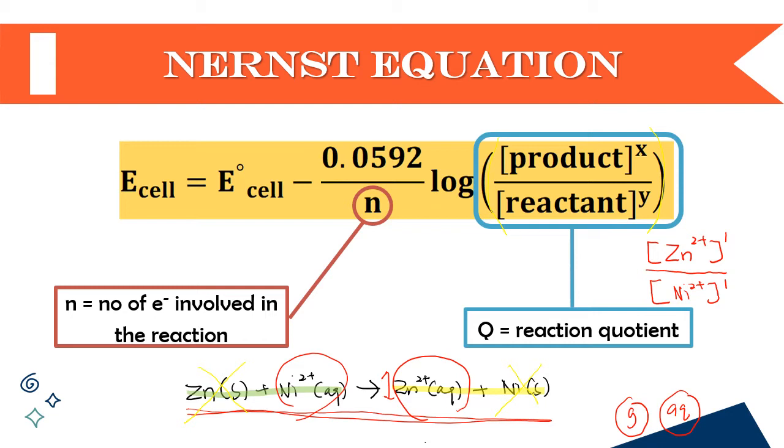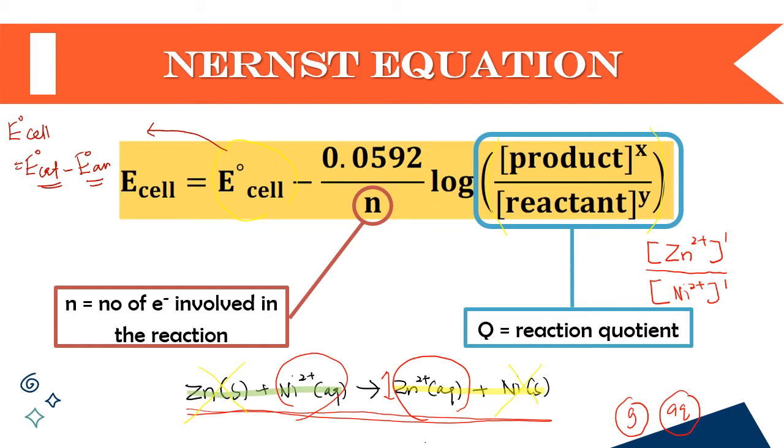Then the value of E naught cell is the same calculation that we have learned before: E naught cell equals E naught cathode minus E naught anode. The standard reduction potentials of the cathode and anode half cells, you will get from the SRP table, or the question will give you the value. You just need to determine which one is the cathode and which is the anode.